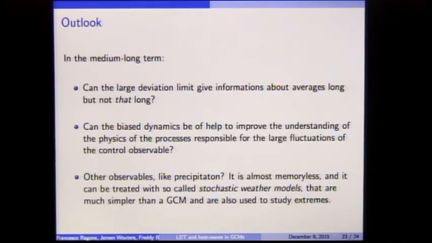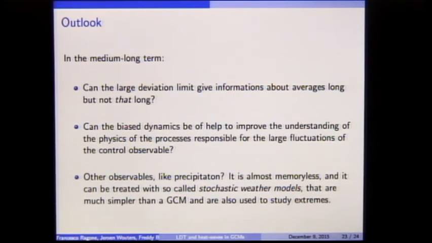And can this be used to improve the understanding of the physics? So making the computation of correlations between certain fields to the occurrence of the blockings with the correlation with the surface temperature to understand what is the physics of the system during these events. Is it better to study it in the bias dynamics? I don't know. We have to see. The guess is that this is the case, but I don't know. We have to see.